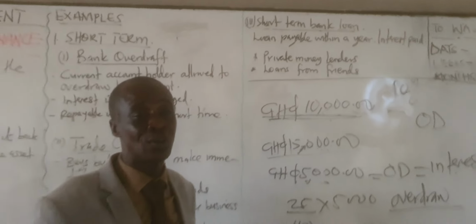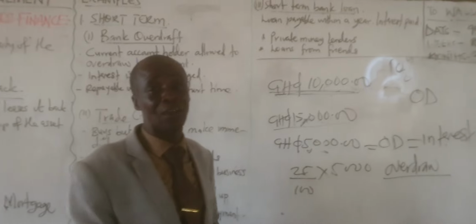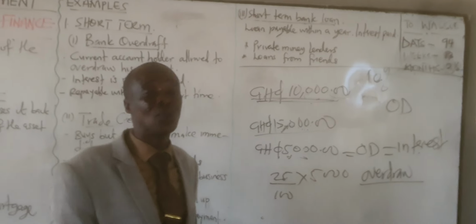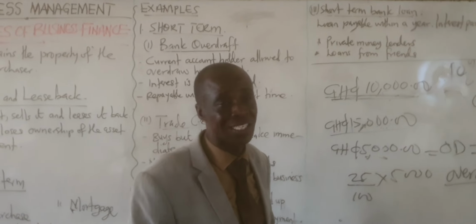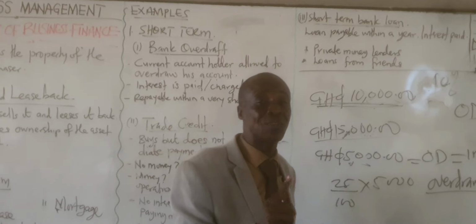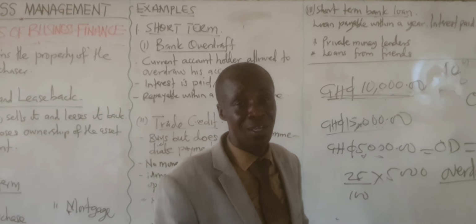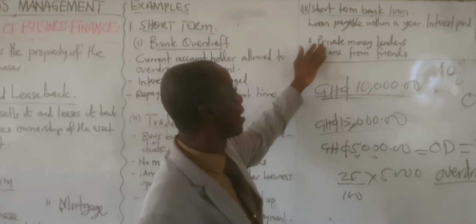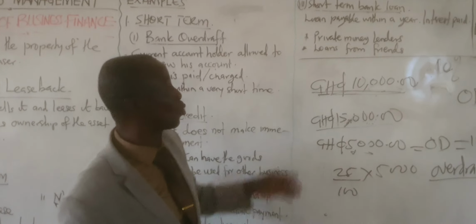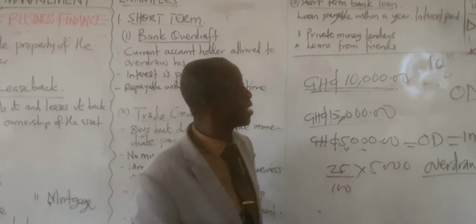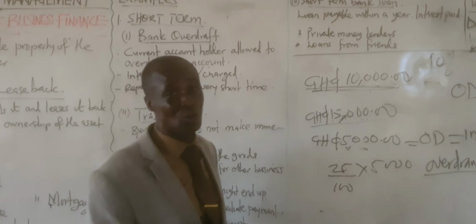So you went for a loan. You didn't qualify for overdraft, so you went for a loan. You will pay interest on the loan. And because it is less than 1 year, or within 1 year, you say it is short term, and you can use it for whatever you want. So the loan will be payable within a year and interest is paid.